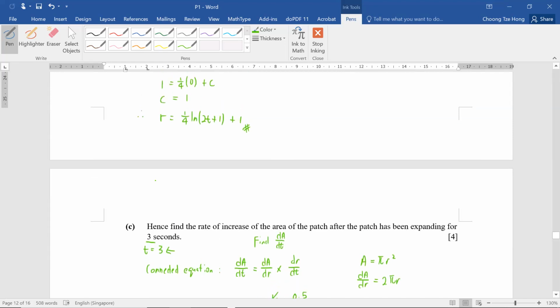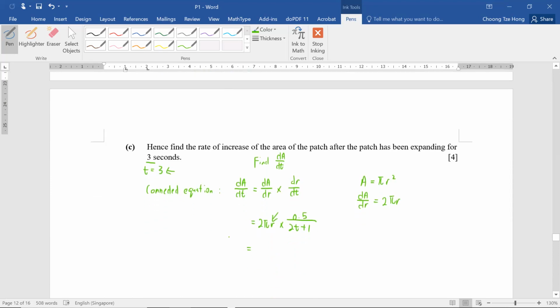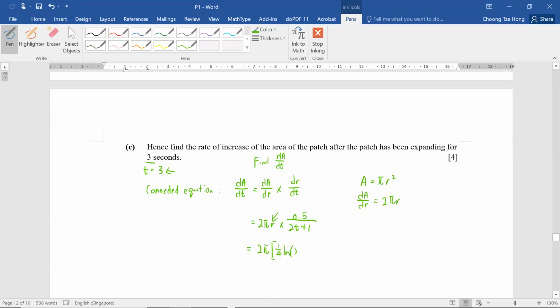Don't forget that in part B we have also found r in terms of t already, right? So it's 1/4 ln(2t plus 1) plus 1. So 2 pi times 1/4 ln(2t plus 1) plus 1, right? So we're going to insert this thing inside, times 0.5 over 2t plus 1.